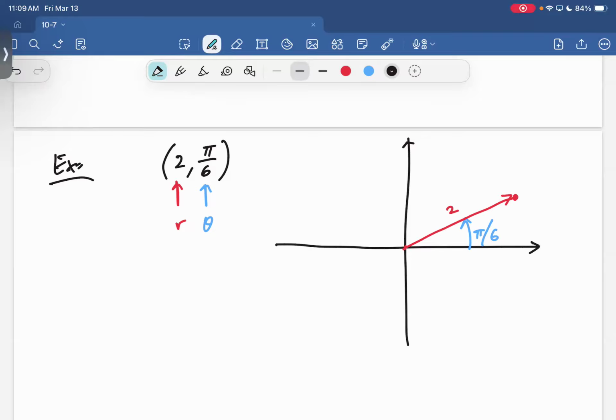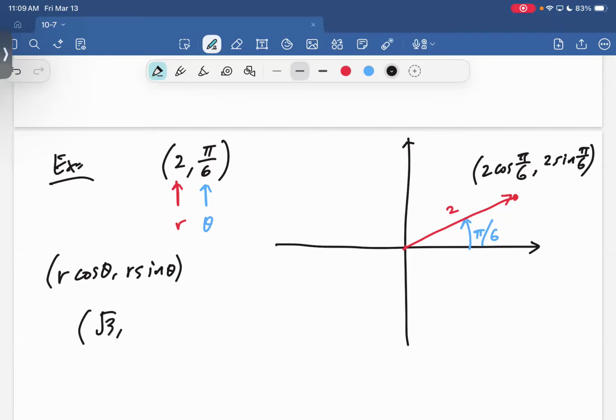And so if we wanted to convert this into rectangular coordinates, this would just be 2 cosine pi over 6 comma 2 sine pi over 6. Right? That's just because of the unit circle. So it's the same as for vectors. It's going to be r cosine theta comma r sine theta. That's the general rule. Okay, so the rectangular coordinate would be, right? It would be root 3 comma 1. That would be our Cartesian coordinate. Any questions? So hopefully your trig is good and you'll be able to do this quickly. If your trig is bad, you should review it.